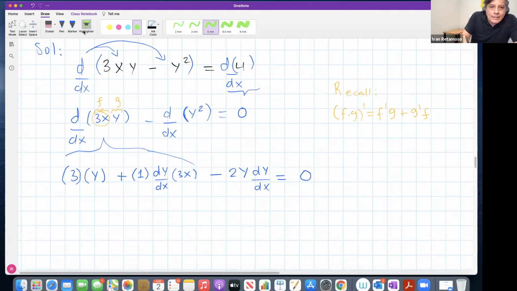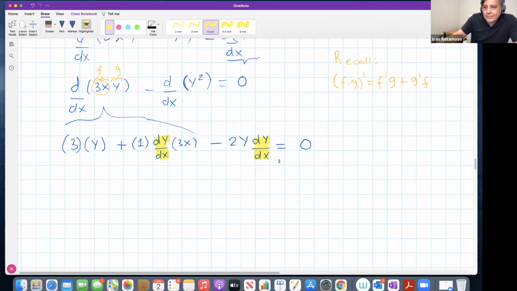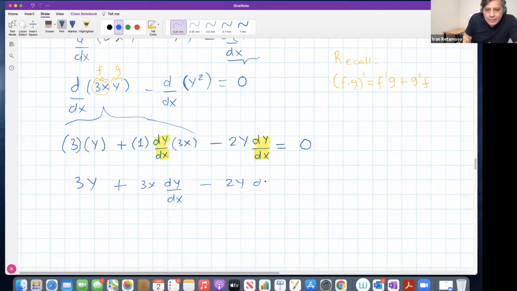Now what is left is just to isolate this guy, by combining like terms, factoring, but isolate this, get this by itself. Notice this one is just 3y. Let's simplify, 3y. This is just, let's rearrange nicely, 3x times dy dx, minus 2y dy dx equals 0. I just rearranged it.